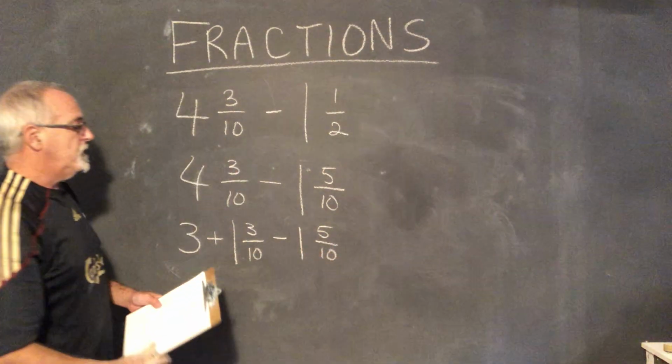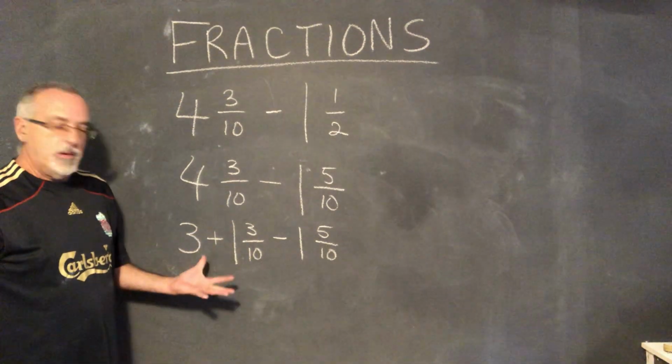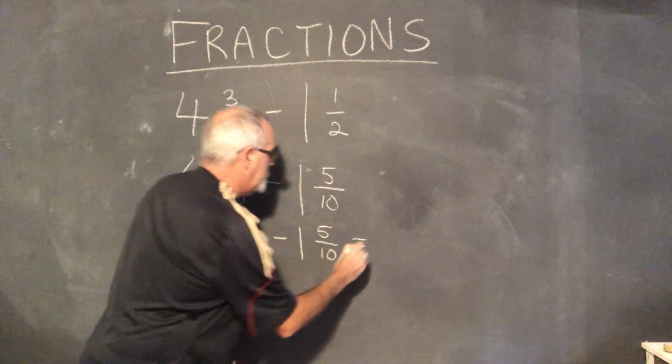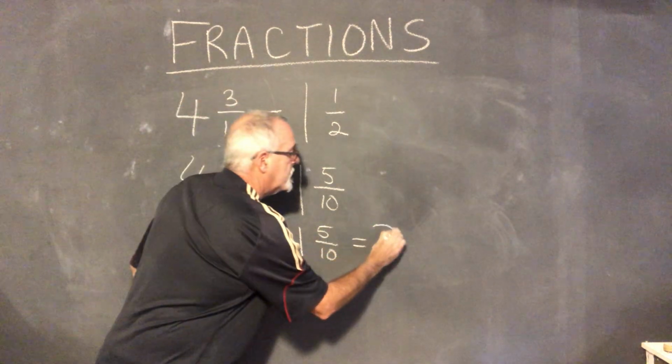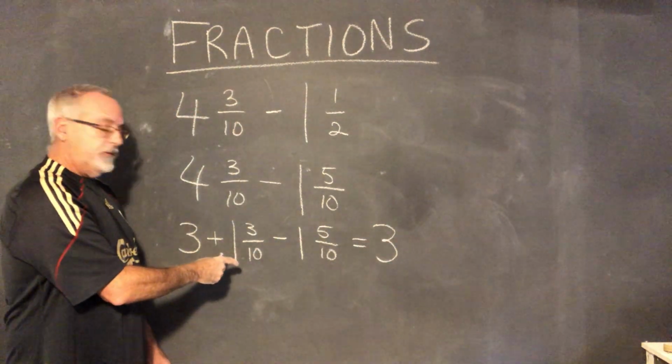This one I don't have to do any borrowing. Okay, 1 3/10 though, I want to express this as an improper fraction. I'll move over here. The 3 I'm still going to have. Then 1 3/10, converted into an improper fraction.